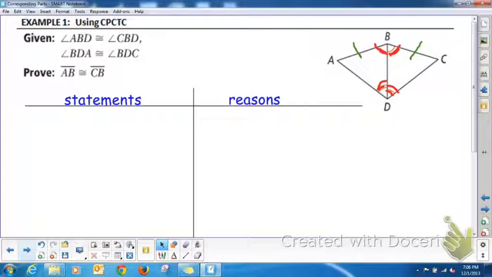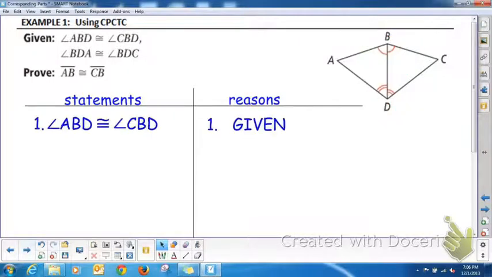AB corresponds to CB, so we need to first prove the two triangles are congruent. Well, using the reflexive property, we could prove that these two triangles are congruent using angle-side-angle. And therefore, we can prove their corresponding parts are congruent. So let's write the proof.